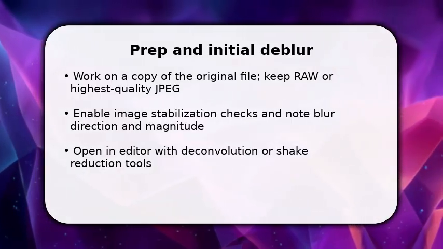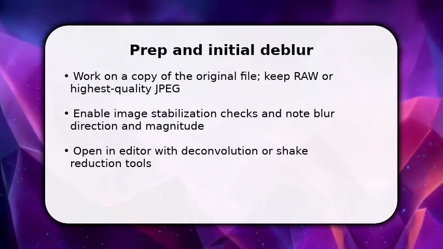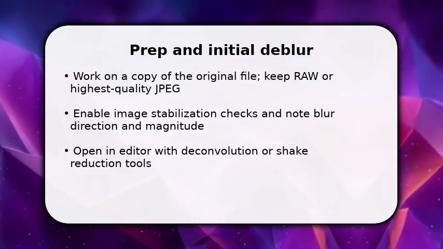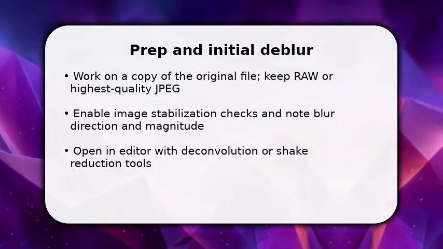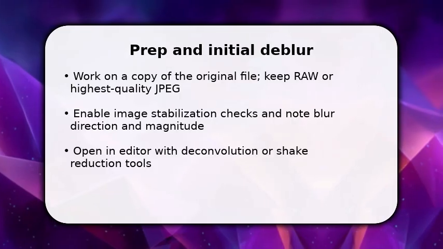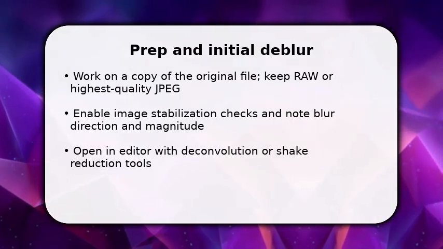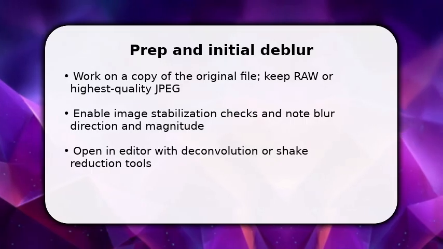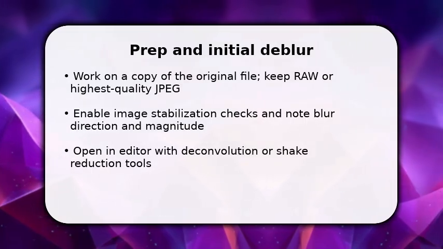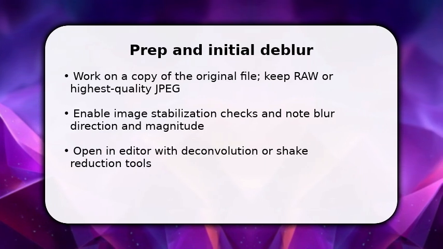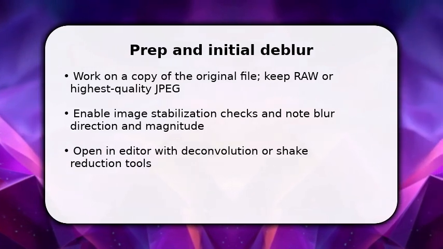Examine the blur. Is it linear, rotational, or soft focus? Once you identify direction and length, set a coarse motion kernel or enable automatic kernel estimate. Use lower strength preview so you don't over-sharpen. Make sure to work non-destructively with layers or smart objects to preserve the original data.